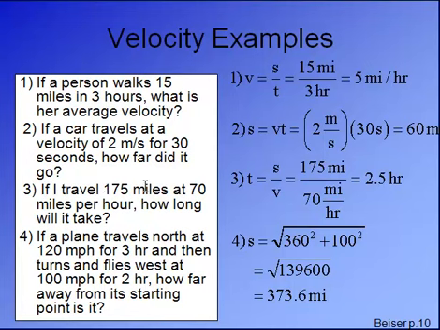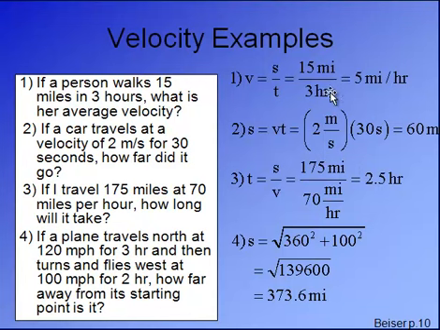Right there, distance, 175 miles. That's S. S equals 175 miles. 70 miles per hour. I know miles per hour measures velocity, so I put that down. V equals 70 miles per hour. I've got a formula that says time equals distance over velocity. I put in my numbers, I get my answer. Easy as pie.